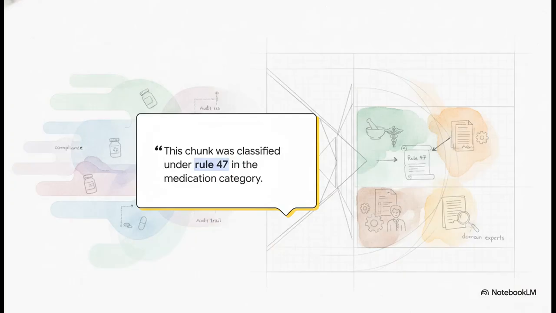Section 6. Real-world audit trails, the traceable future. Imagine seeing this output. This chunk was classified under Rule 47 in the medication category. Wow! Because you actually took the time to define core categories and map specific words, you don't have to just shrug your shoulders and guess why a document appeared in your search results. You have a fully verifiable audit trail. When compliance comes knocking and asks why a specific answer was generated, you don't point to a black box. You point directly to an explicit, auditable mapping rule that your own domain experts actually wrote.